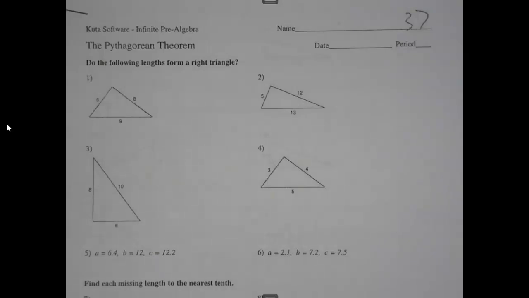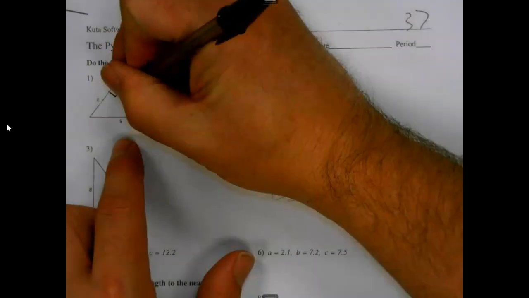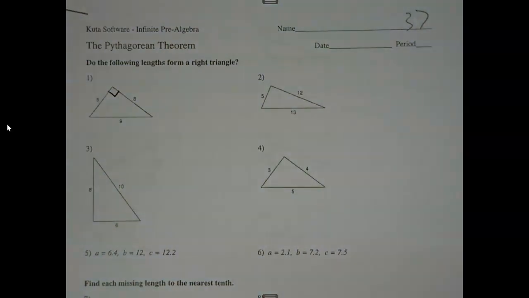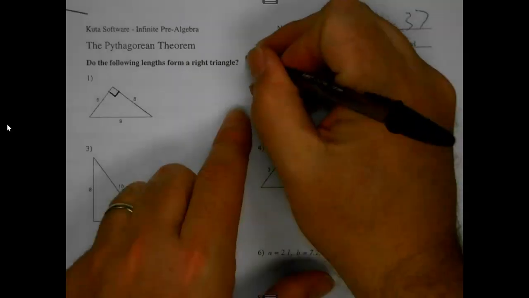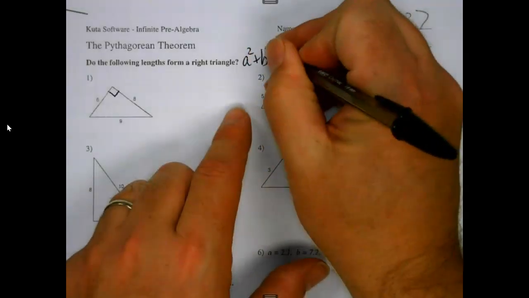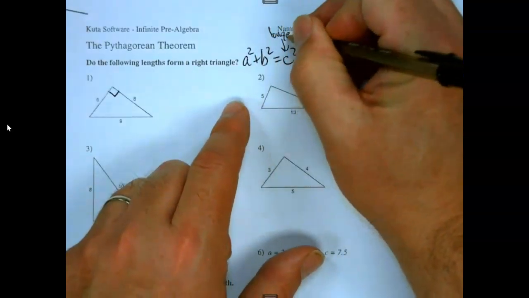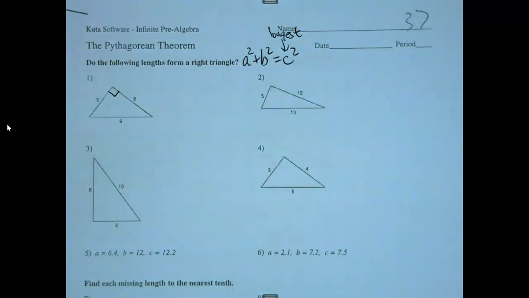It says, do the following lengths form a right triangle? Now this is a little sneaky because there's no right angles put into the triangles. We can kind of tell where they're at if we really wanted to go that route. You can see this looks more like a right angle. I could put it in myself. But if I didn't have it there, I could still tell which places to put my A, B, and C, because the C squared is always going to be my longest side, my hypotenuse.